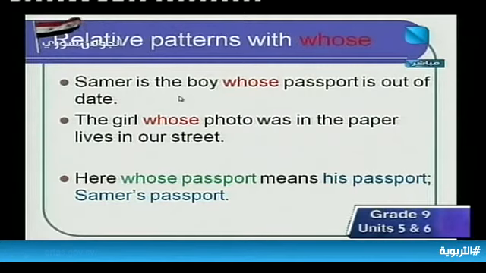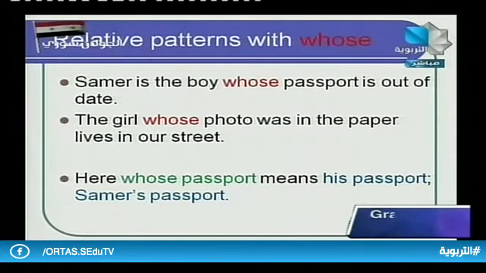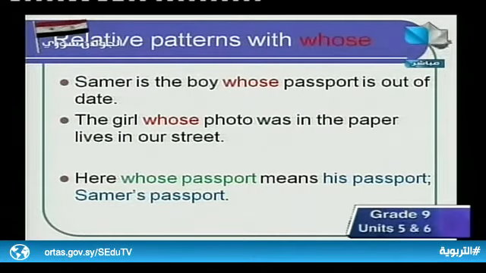We can't say who or whom. In this sentence, we have to put whose because here we can replace it with a possessive adjective. And we have a possessive adjective in the second clause. I mean, there were two clauses. The first clause was Samir is the boy. The second clause, his passport is out of date. When we try to connect or join them in one sentence, we need to use a relative pronoun. Because we have a possessive adjective, we can replace it to relate this information to the boy who is Samir. So Samir is the boy whose passport is out of date.